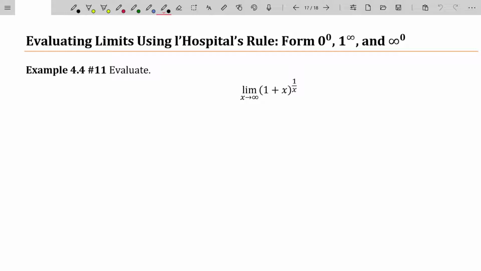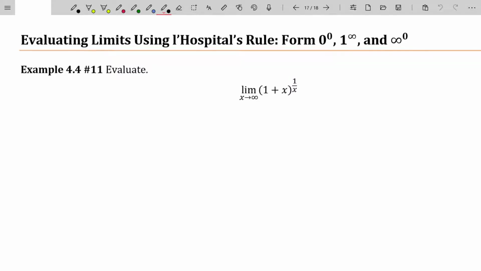It's assumed that you've watched my videos on evaluating limits of indeterminate forms 0 over 0, infinity over infinity, infinity minus infinity, infinity times 0. Now we're going to deal with powers. So forms 0 to the 0th, 1 to the infinite, and infinity to the 0th. We only have two examples, so we're only going to capture two of those situations, but they all are treated the same way. So let's start with this one.